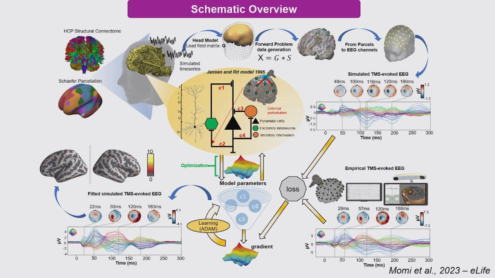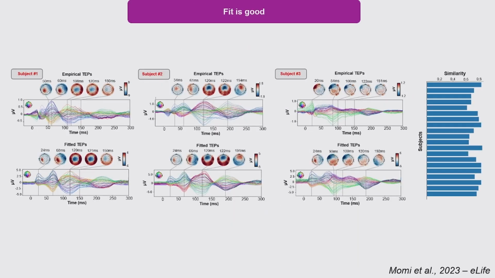So this is the approach. I'm going to show you a slide just to show you the goodness of the fit. So the fit is good. The top row is the empirical TEP, the bottom row is the fitted TEP for 3 subjects. You see the propagation pattern is highly similar. And this is the similarity for all the subjects.